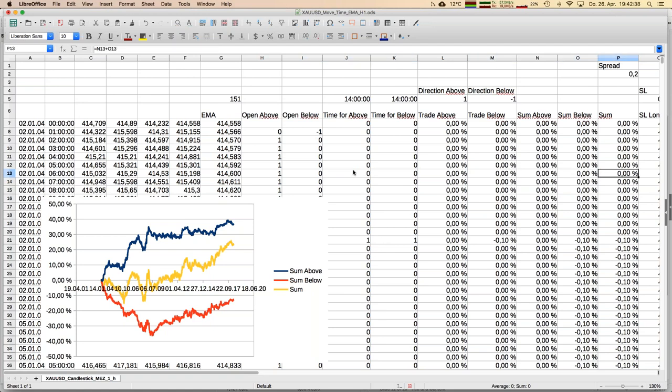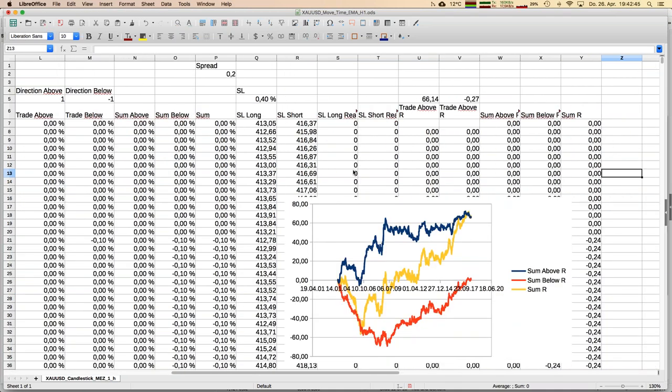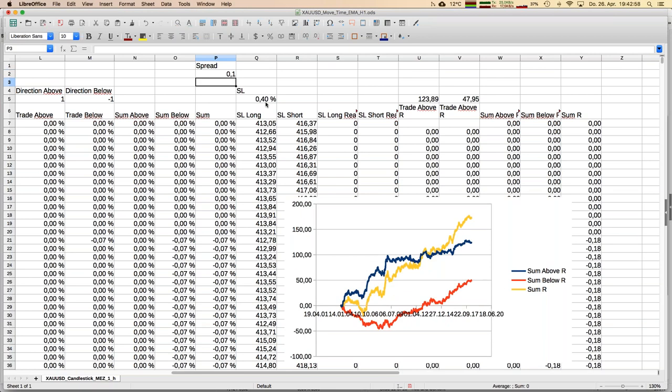I said, let's introduce a stop loss as well, because we can use a stop loss value. Let me change the spread back to something which is typical at JFD, that is 0.1 for gold. And I use here a stop loss level of 0.4%. What does it mean? We would open a trade at, let's say, a gold price of 1,200, and then our stop loss would be at a distance of 0.4%, that's all.